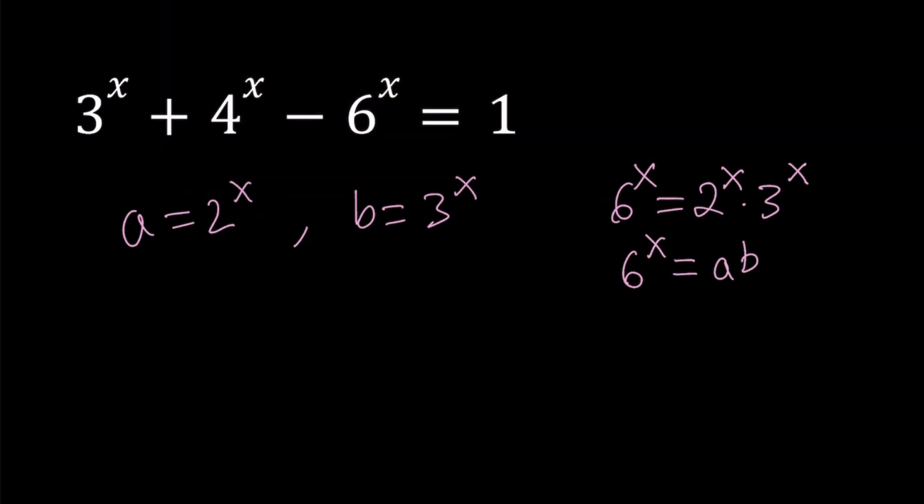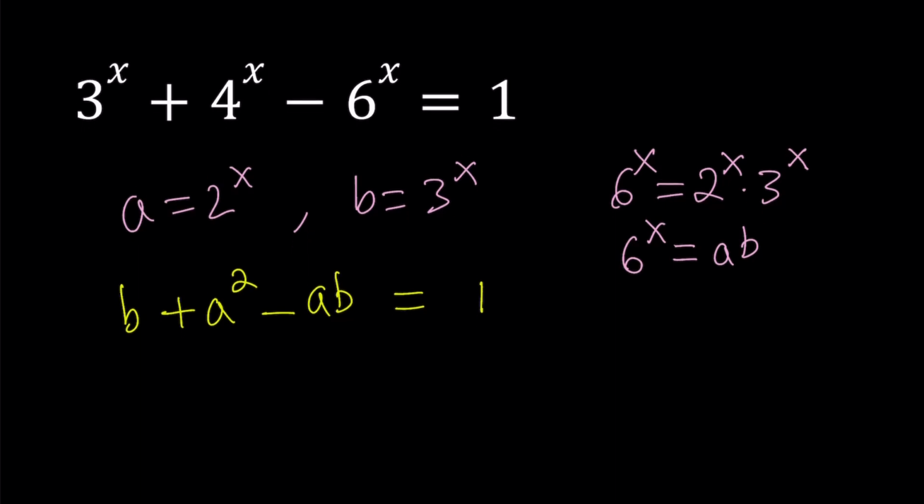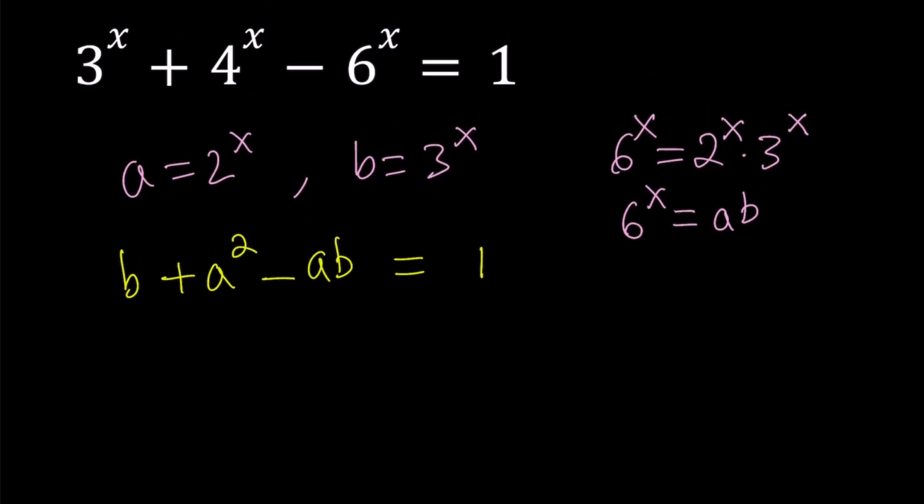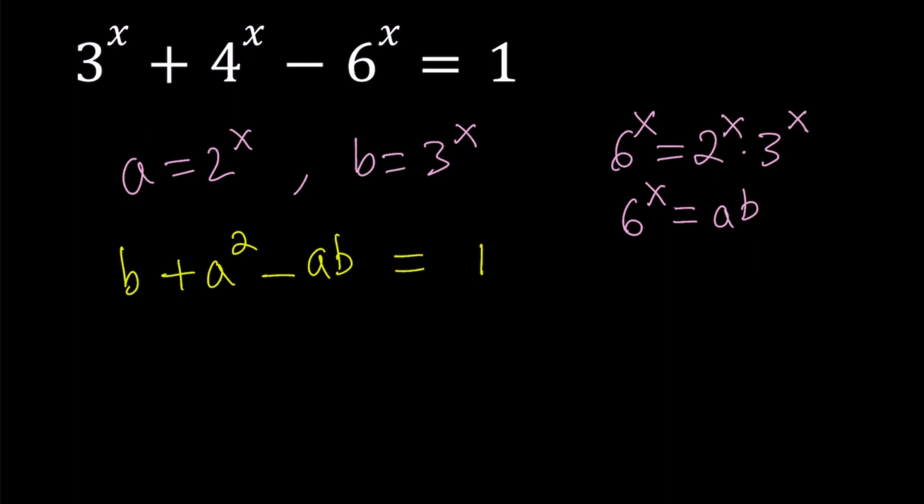So 3 to the power x is b, 4 to the power x is what? Well, 4 is 2 squared, so it's just a squared. 6 to the power x is ab, and this is equal to 1. Now, when you look at an equation like this, it kind of looks scary, doesn't it? You have two variables, one of them is quadratic, and b is multiplied by a, so that looks confusing. But don't worry, this equation is easily solvable, and I can actually present two methods. Let me just go with the one, and then maybe we can talk about another method too.